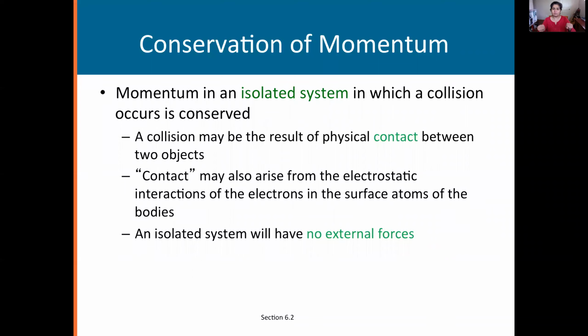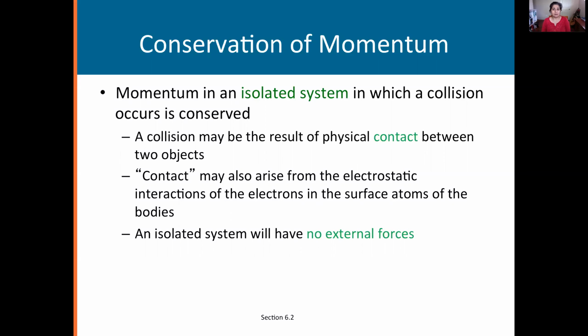For example, if you have two objects that are going to collide, they are both within the system. So that's called an isolated system. Remember, we also talked about an isolated system in terms of energy when we looked at the previous chapter. So momentum in an isolated system in which a collision occurs is always conserved. The linear momentum is conserved.